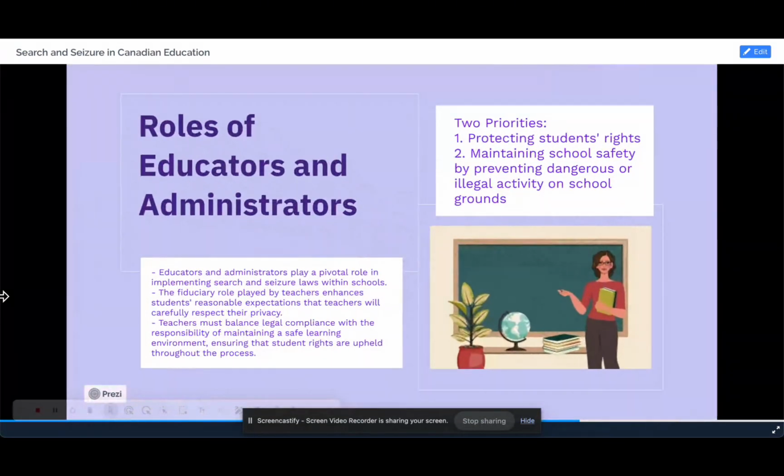Firstly, due to the fiduciary role of educators and school administrators, they play a pivotal role in implementing search and seizure laws within schools. As such, they must work to maintain a safe learning environment, follow legal compliance, and ensure that students' rights are upheld. In other words, they must create a balance between crime control and protection of privacy rights. Overall, the main priorities of educators and school administrators are to protect students' rights and to maintain school safety by preventing dangerous or illegal activity on school grounds.